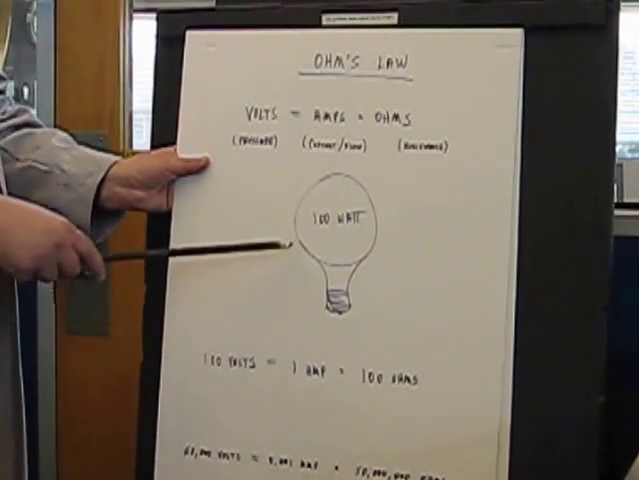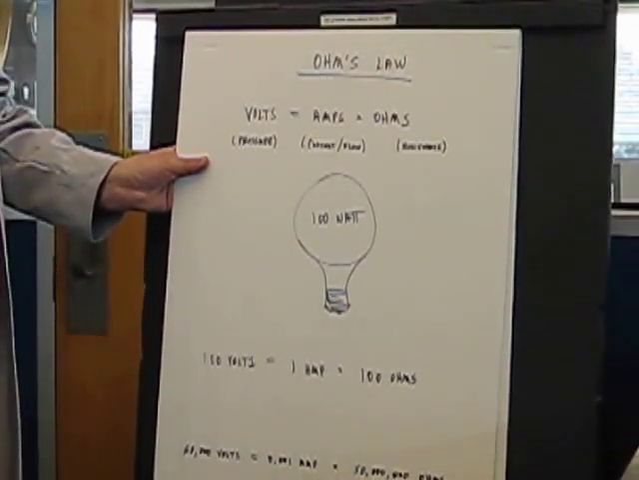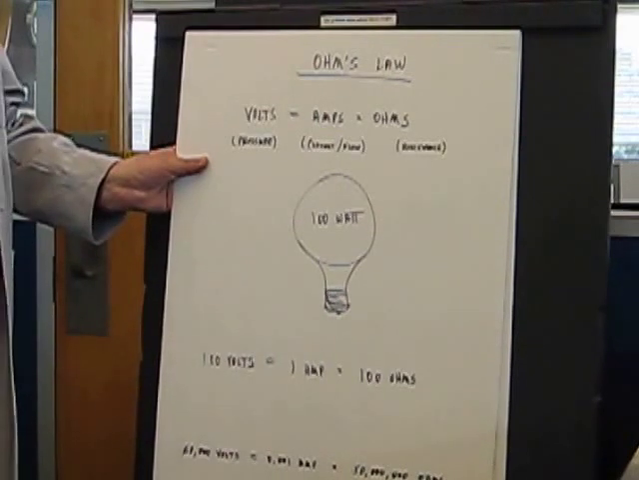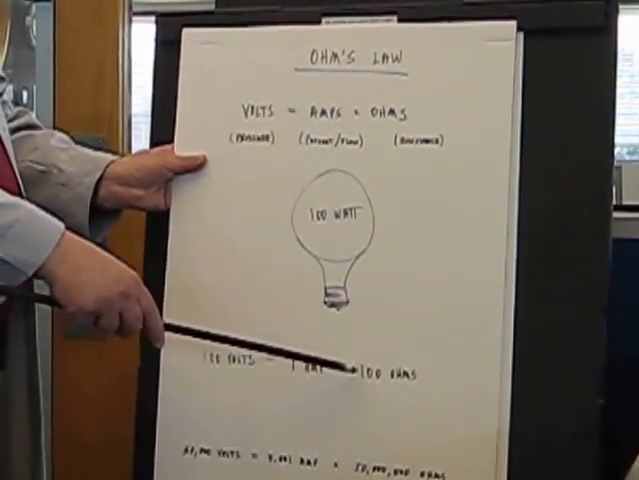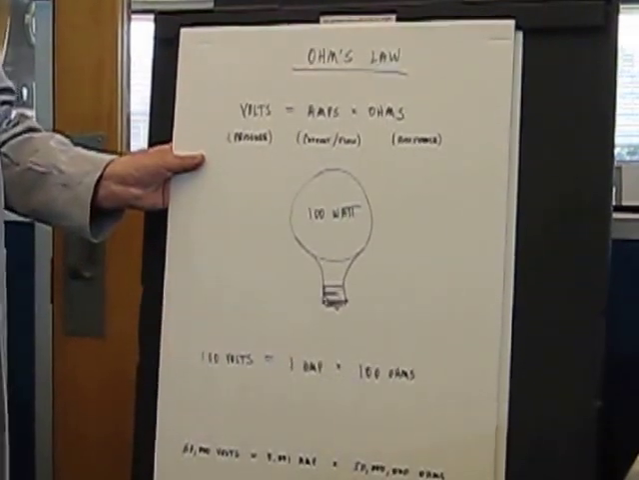So in the simple example, a light bulb, and this is a special light bulb that only operates at 100 volts, draws 1 amp, and it has a resistance of about 100 ohms.